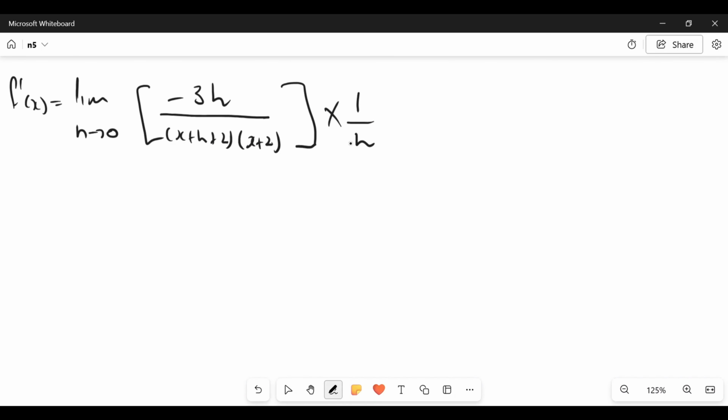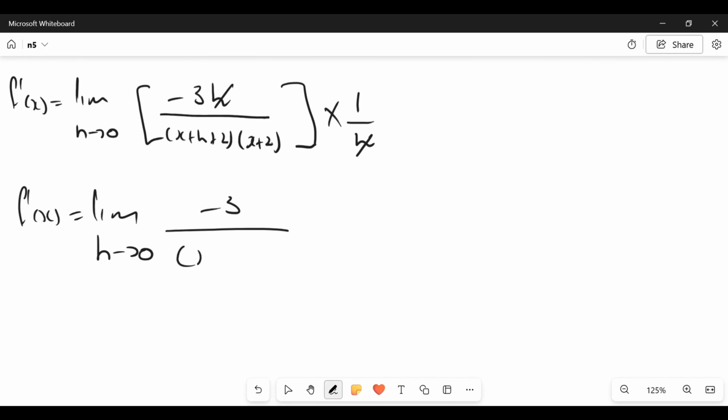Before we continue, we have h and h, they will divide each other. So what you're left with here is negative 3 divided by (x + h + 2) multiplied by (x + 2). From here, we can start substituting 0 wherever there is h. Remember, h is approaching 0.